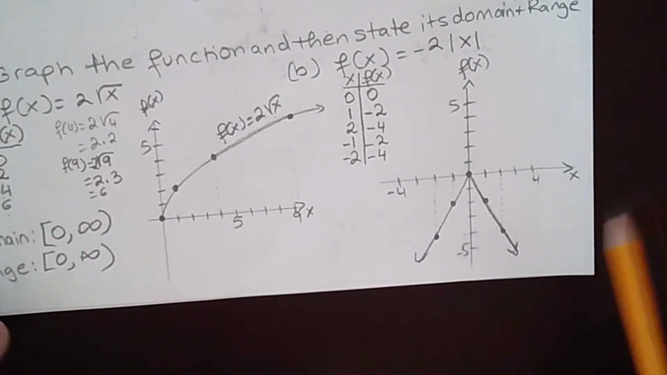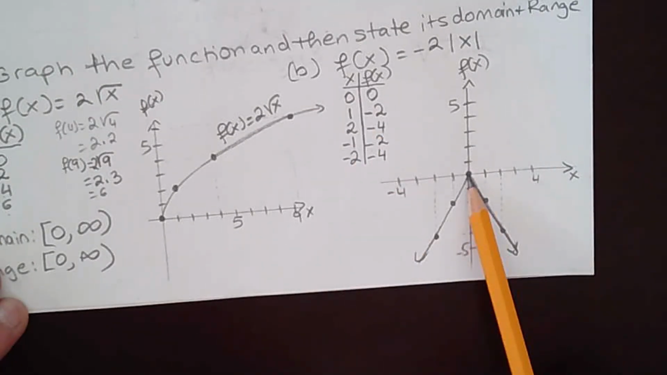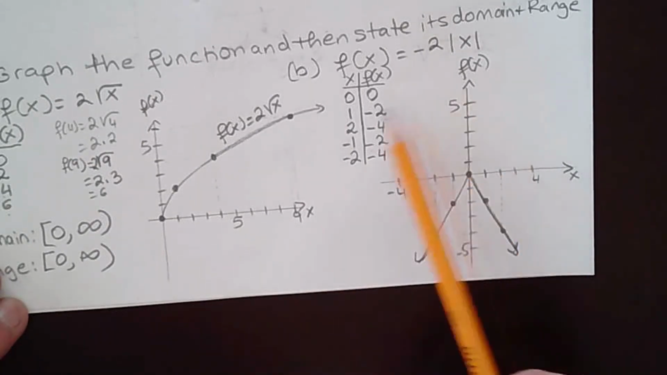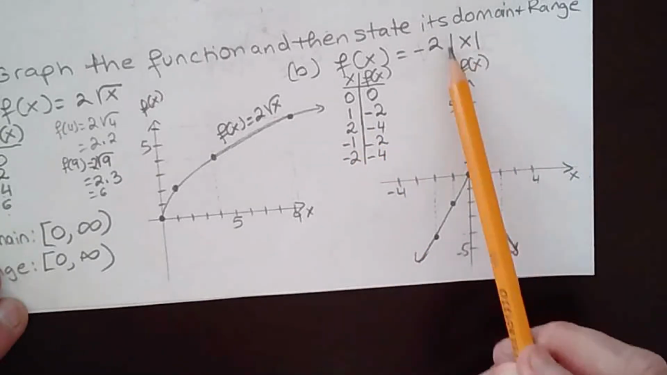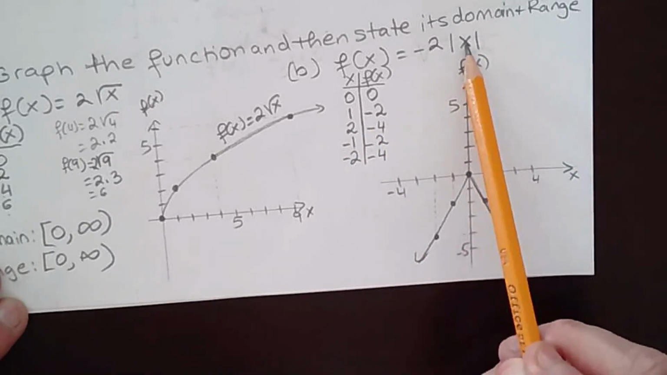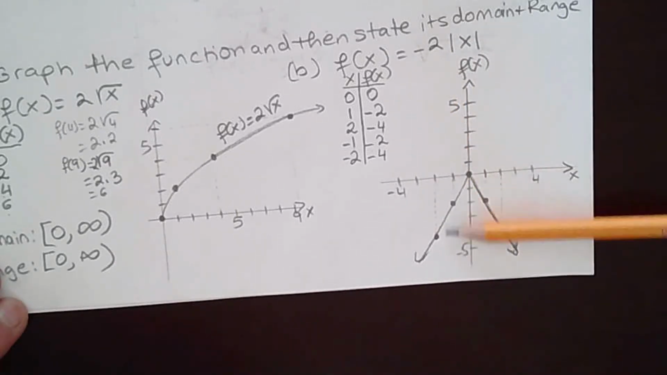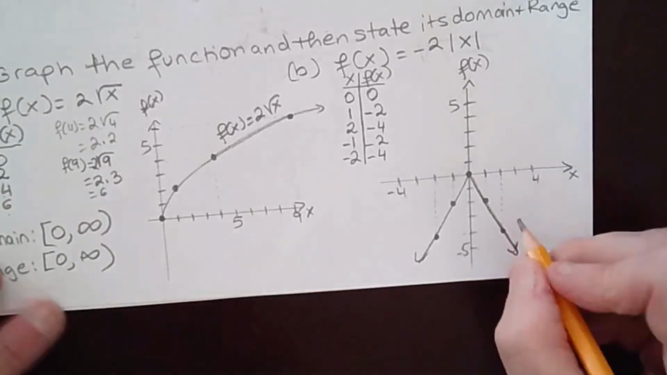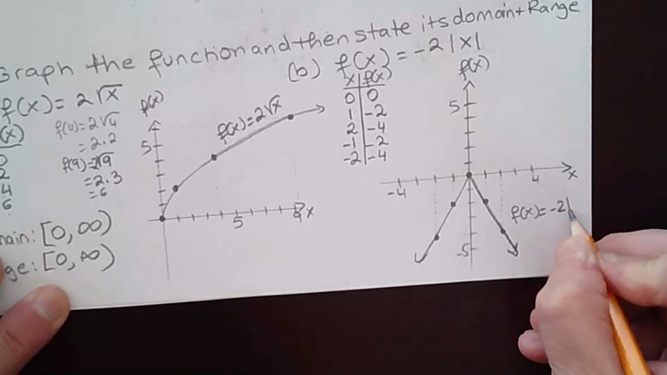Notice the largest value of the function is 0. Everything is below the x-axis, as we expect, because even if you have positive or negative values of x, the absolute value is always going to make it positive. Positive times a negative number is a negative number. That's why all the values are below the x-axis except when x is 0. So this is the graph of f of x is equal to -2 absolute value of x.